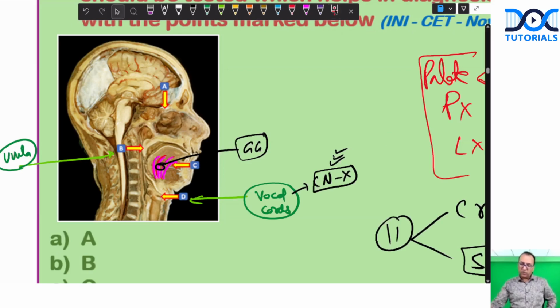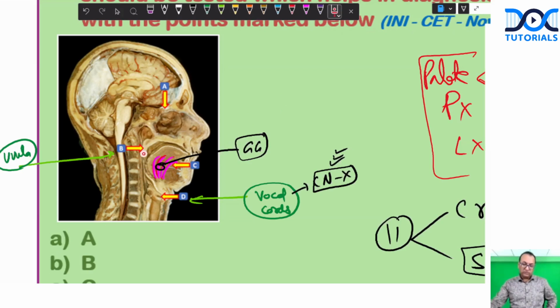See, when you are testing the uvula, you can just touch the uvula for gag reflex. And when you touch the uvula for gag reflex, not only will you be checking the ninth nerve, but you will also be checking the 10th nerve. If you just check the vocal cord, you are checking the 10th nerve only. So it is better that we check nerve number 9 also, 10 also, and 11 also.